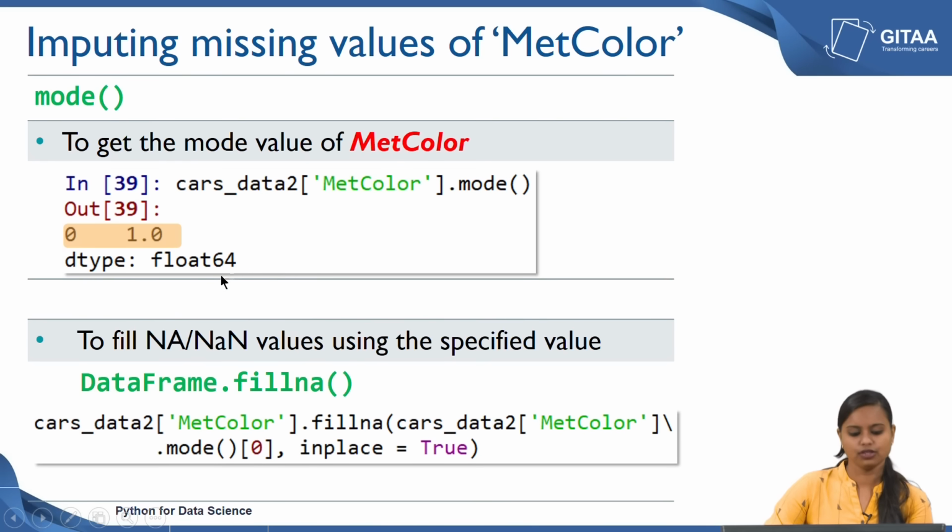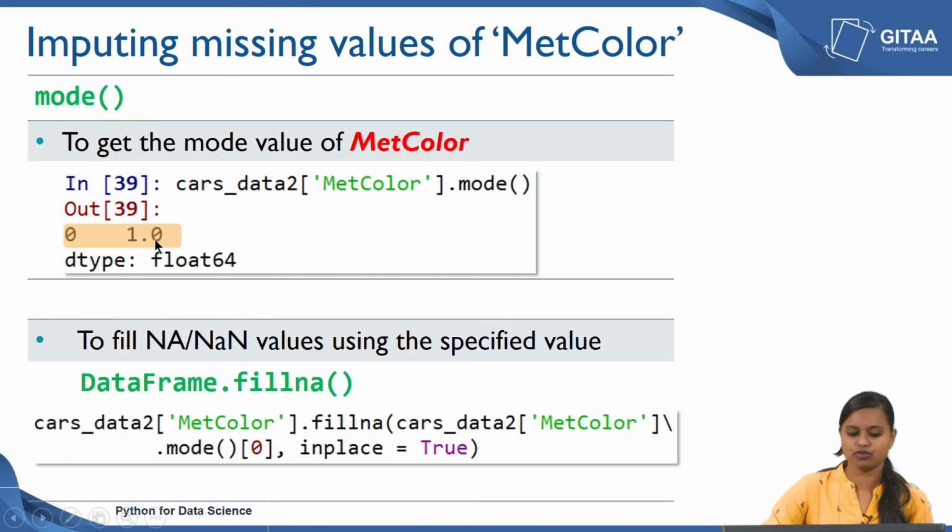So, now to fill in all the missing values using the specified value, we use the function dot fillna. I have used the fillna function on the variable metallic color, from the data frame cars underscore data 2, and inside the function I have specified to calculate the mode from the metallic color variable and replace all the missing values. I have also given the index to it, just because the output always comes with the index. If you have bimodal, then you will always have another index as 1 and another value. That will be the case where both the categories have the same frequency.